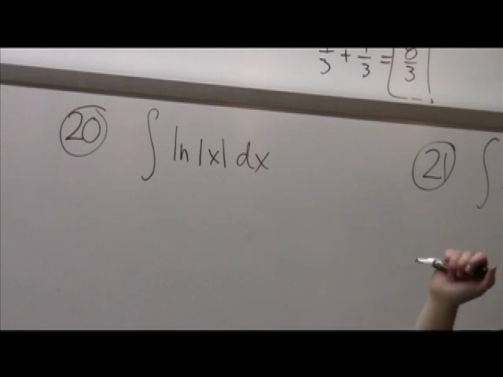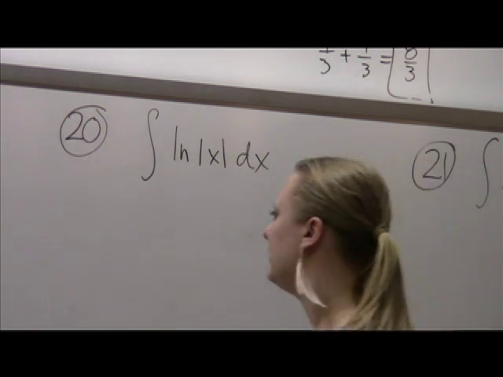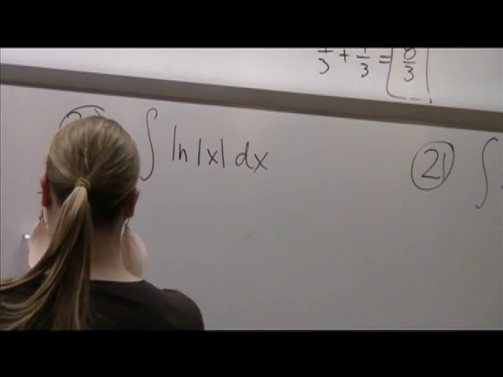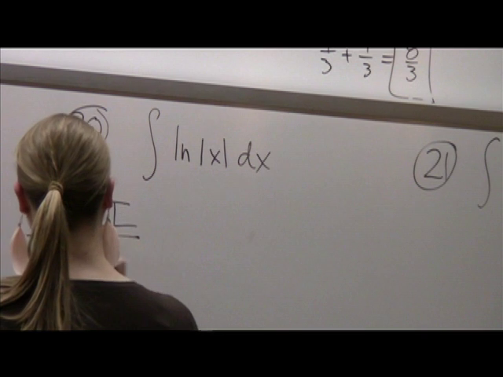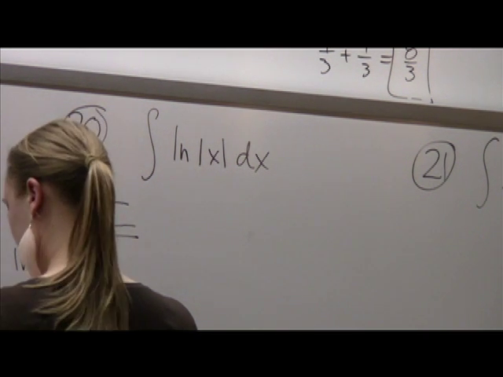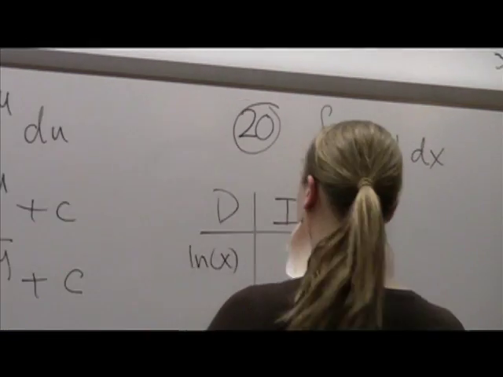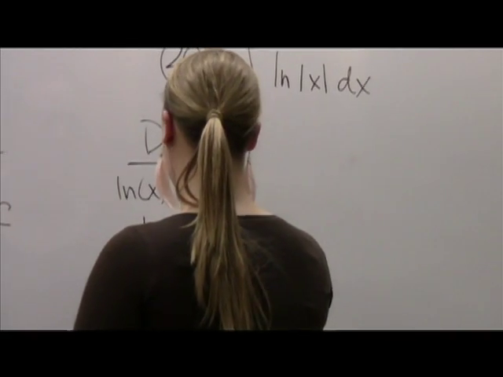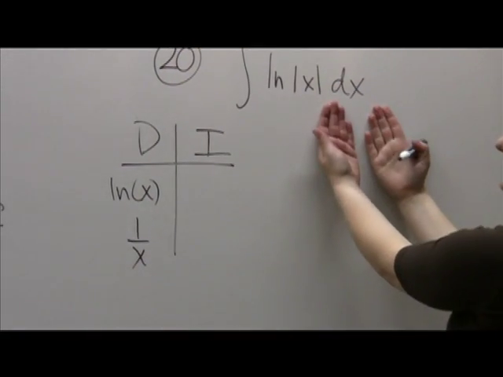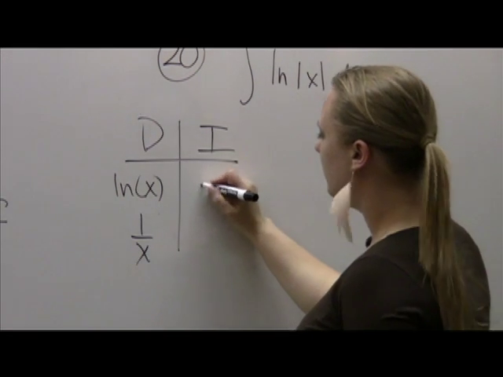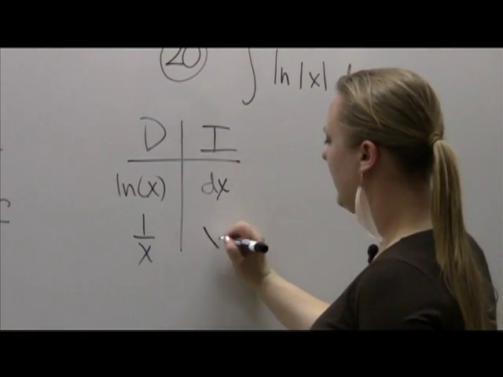Okay, guys? If this is parts, I'm going to do columns, D and I. My derivative column I know is the ln. The derivative of natural log is 1 over x. And the only thing I have left is dx, so I'm just going to put a dx there. The integral of dx is x.